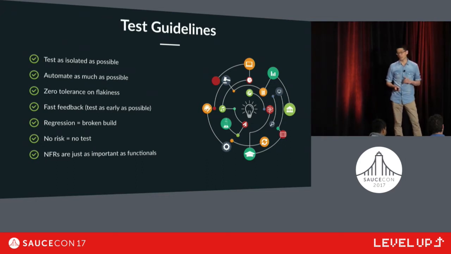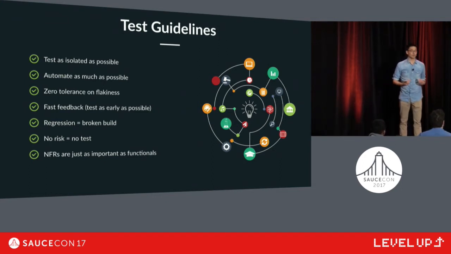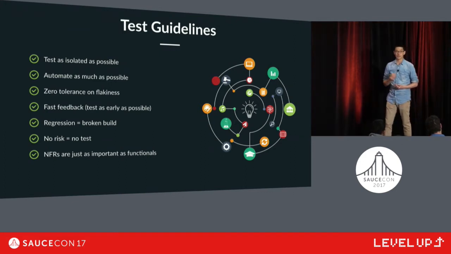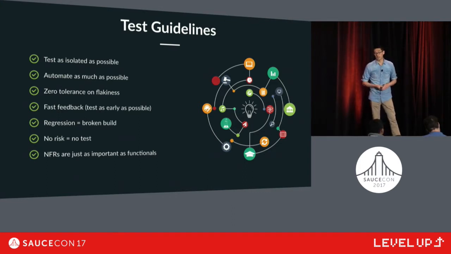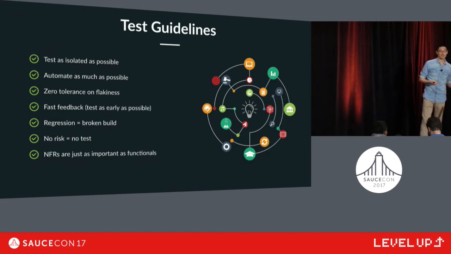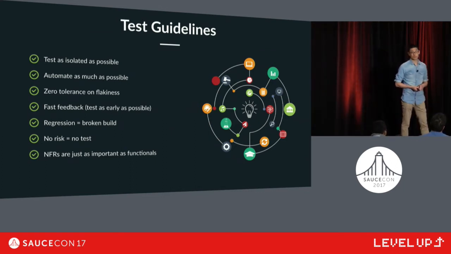These are generic test guidelines I like to follow in practice. Test in isolation, which also means test in the right layer in the pyramid. Automation, zero tolerance of flakiness. If you run the same test 100 times in the same environment, same test data, same conditions, you want the same result every time. Not only for automation, but also for manual testing. Fast feedback, already mentioned that. Regression is a broken build, so don't break anything that was working. Risk-based testing, so when there's no risk, you don't need to test it, right? Generic guidelines I like to follow in practice. Non-functional requirements are just as important as functionals, especially on mobile. You have to deal with things like performance.